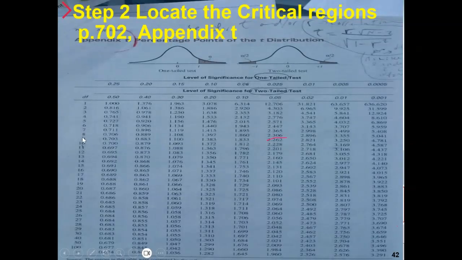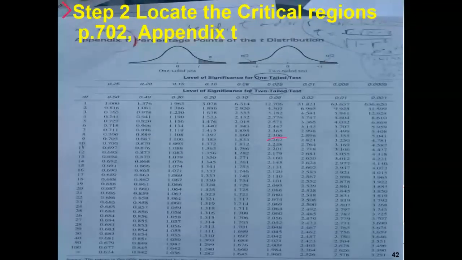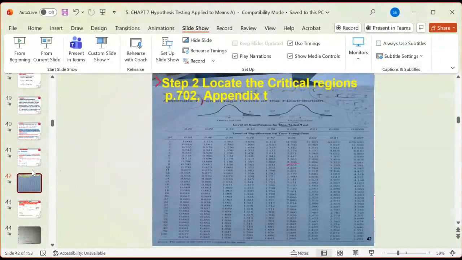Our degrees of freedom is 8. And then we concentrate on the two tail. Right there, where I circled the two tail, underneath alpha is 0.05. That's what we want. And you move from the 8, which is DF, all the way across. I also underlined it in red. So your critical value for t, alpha being 0.05, two tail, is 3.306. So step 2, find your critical value. We did.